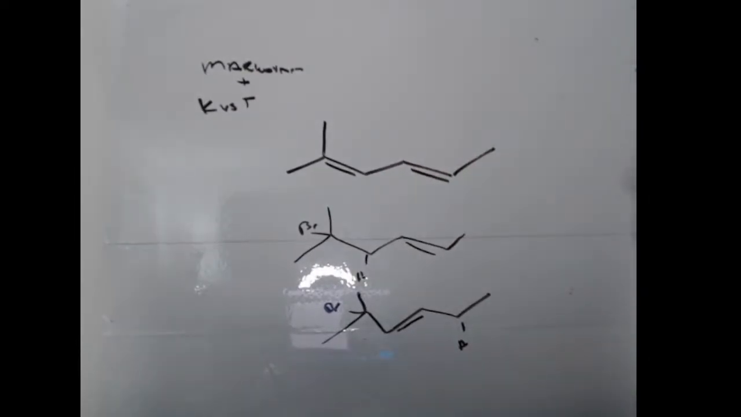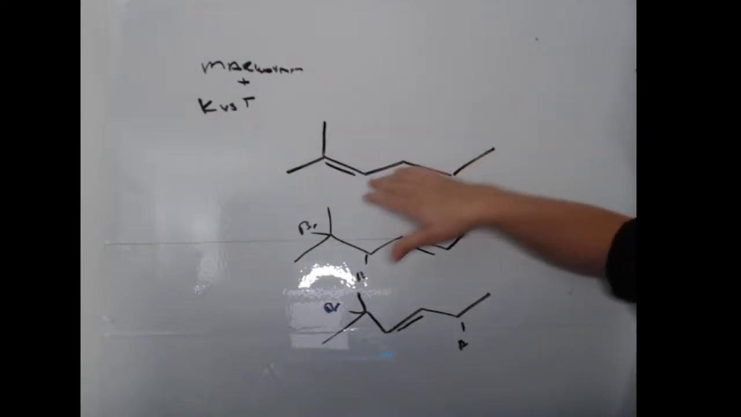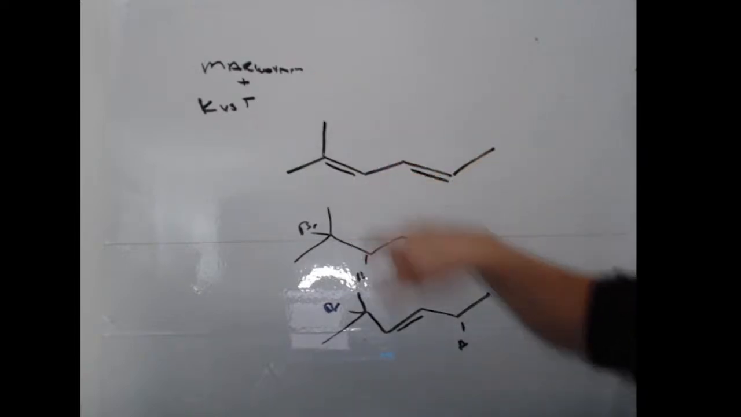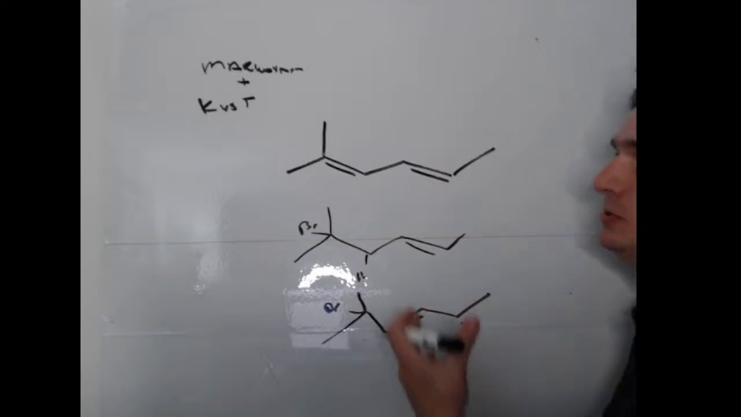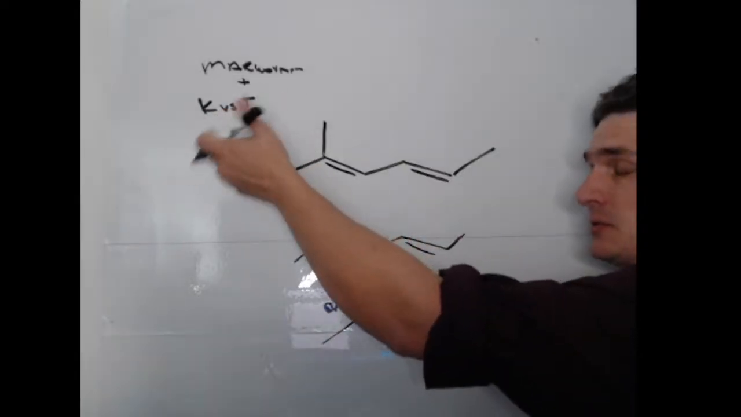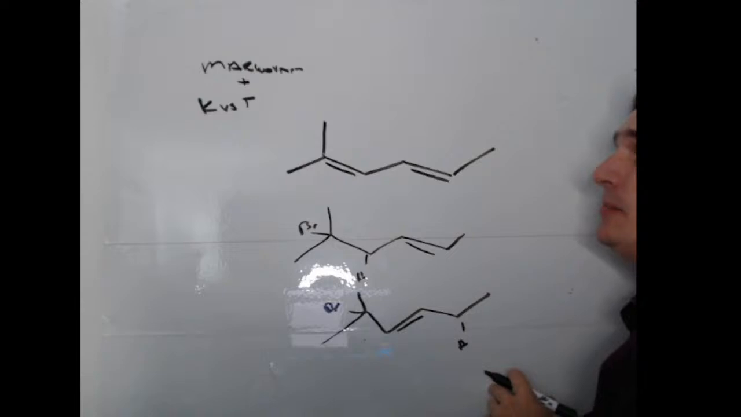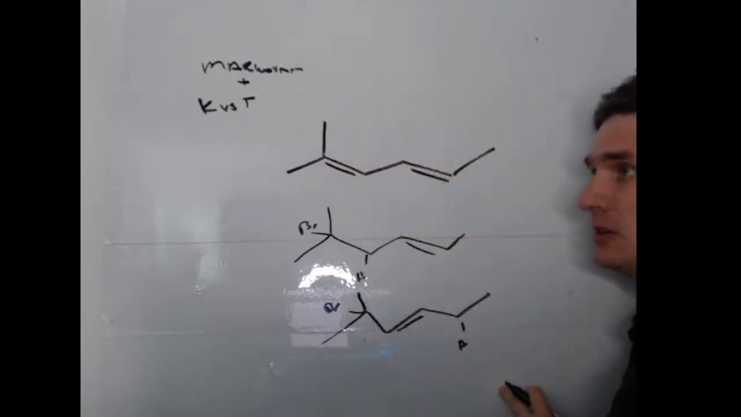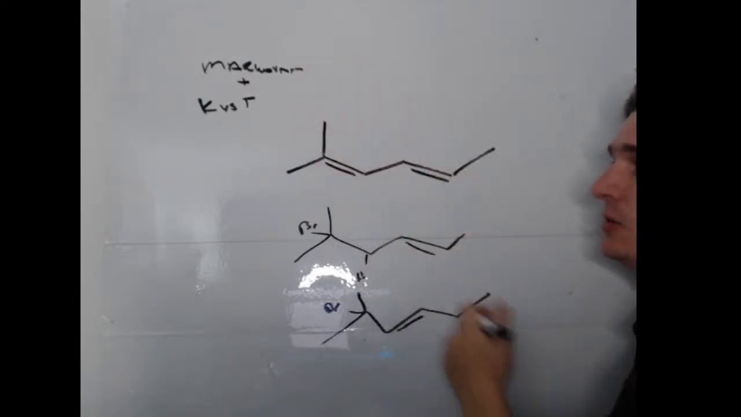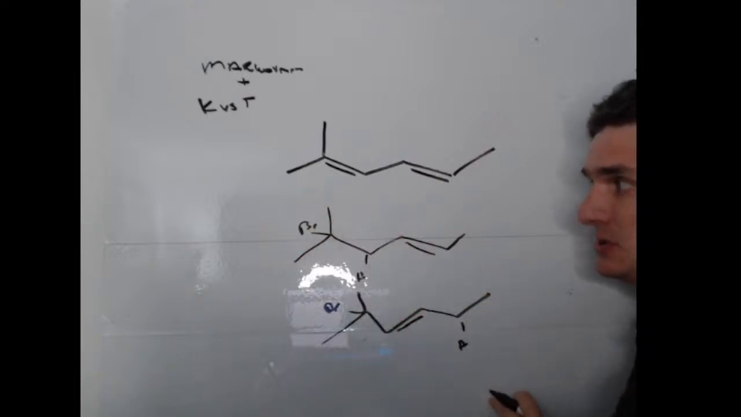So, explain it all again. This is the way I was taught: if you have any type of diene, a conjugated diene, and you do kinetic versus thermodynamic, so K versus T, the reaction is Markovnikov regardless, so you would need to do something to get it away from adding the bromine to the most substituted carbon.